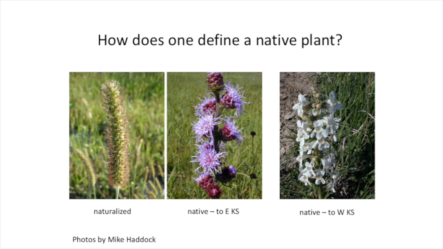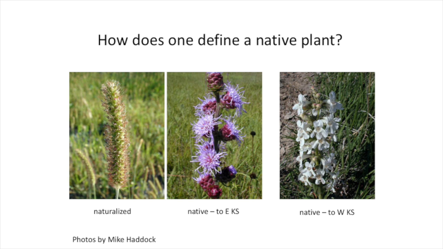Now, the distinction here is the gayfeather, Liatris aspera, is native to eastern Kansas, meaning you generally would not find it in western Kansas unless somebody deliberately brought it out to western Kansas and planted it. Consequently, it might actually struggle to live in western Kansas because it did not evolve with the conditions, particularly the much drier conditions out in western Kansas. And the same is true of the white penstemon. It is native to western Kansas, and it might struggle here under the conditions in northeast Kansas.